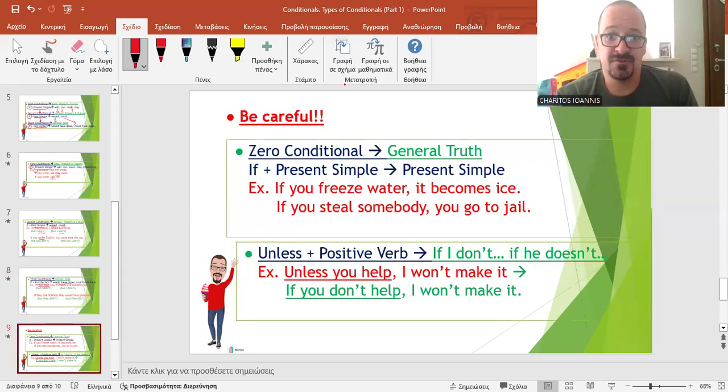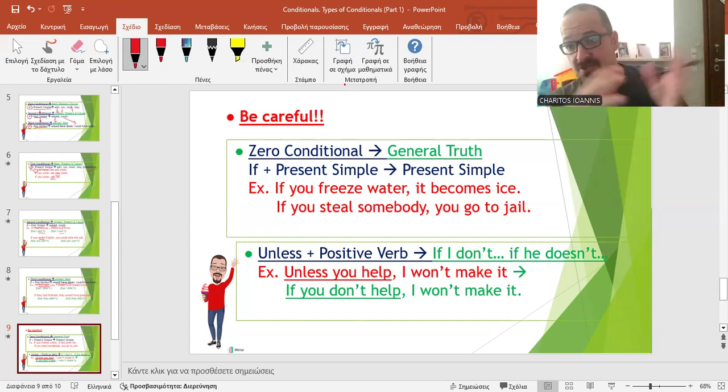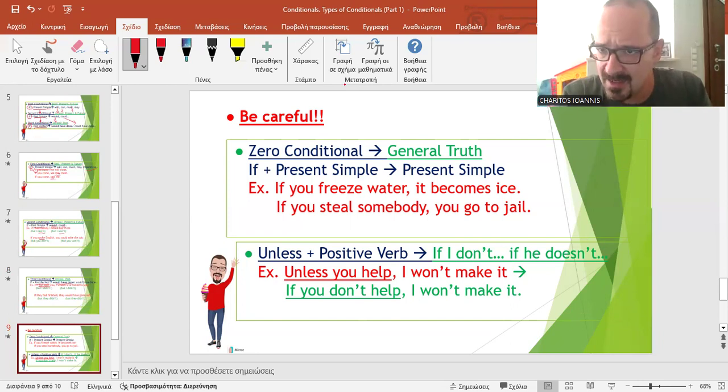Now, be careful. There is also the zero conditional. Lots of grammar books present the zero conditional together with the first. I understand the reason why, but I prefer to show it separately. So the zero conditional shows the general truth. And because it's general truth, I see that present simple is used in both parts after if, right? Because every time you do that, you get the same result.